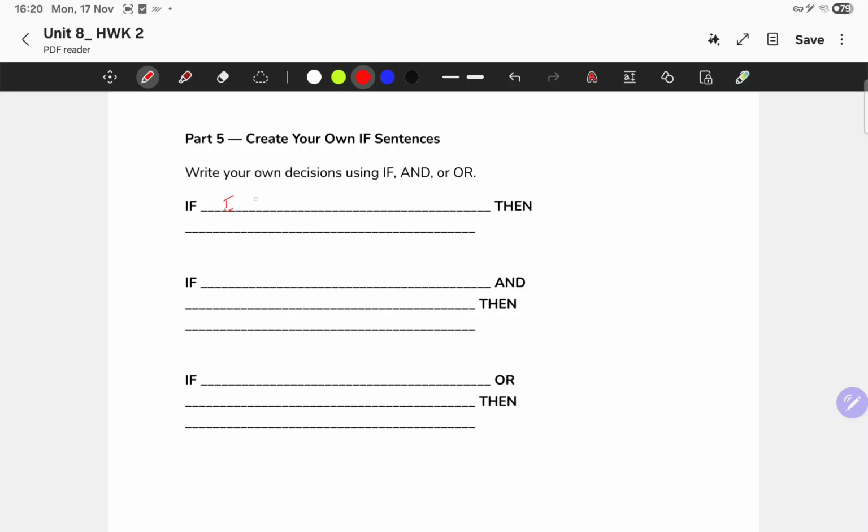So if I order 3 pizzas, then what? Have a pizza party. But we need to also use and or. So this is the if right here. So if is done, let's use and. So if, let's do if I have money and I have time, then I will go to Japan.